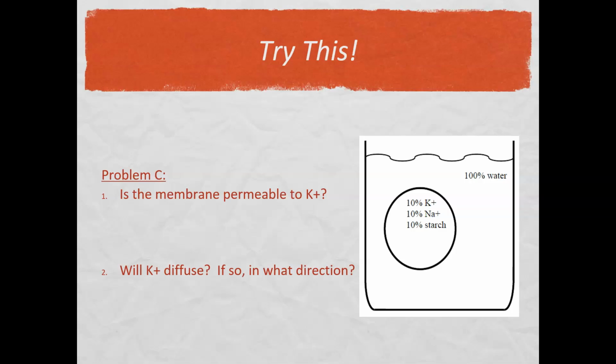All right, so let's try this one. So I've got potassium, sodium, and starch inside my cells at 10% apiece, 100% water outside my cells. So let's take it again, one solute at a time. So is the membrane permeable to potassium? We're told it is. So if I've got 10% inside my cells, there's nothing written outside except for 100% water. So what does that mean? There isn't any potassium at all. So 10% inside my cell, 0% outside my cell.